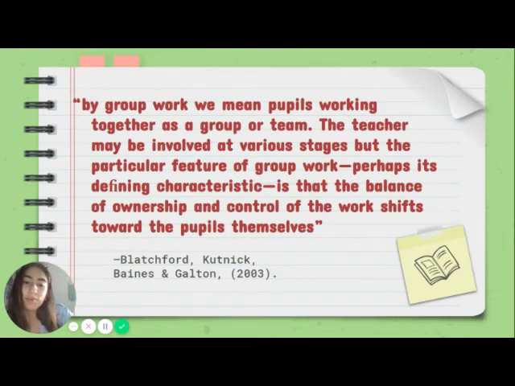First, regarding group work, Blatchford, Kutnick, Baines, and Galton in 2003 stated that by group work we mean pupils working together as a group or a team. The teacher may be involved at times, but the particular feature of group work, perhaps its defining characteristic, is the balance of ownership and control of the work shifts toward the pupils themselves. So this is very important in 11th grade because students are expected to be autonomous in their learning.